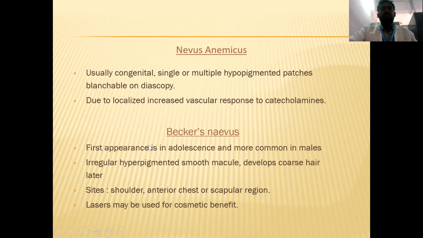Becker's nevus will first appear in adolescence, commonly around puberty, and it is more common in males. It will present with an irregular, hyperpigmented, smooth macule, and later it develops coarse hair. Common sites will be around the shoulder, anterior chest, and even scapular region. And this doesn't require any particular treatment. For cosmetic benefit, we can consider doing pulse dye lasers.